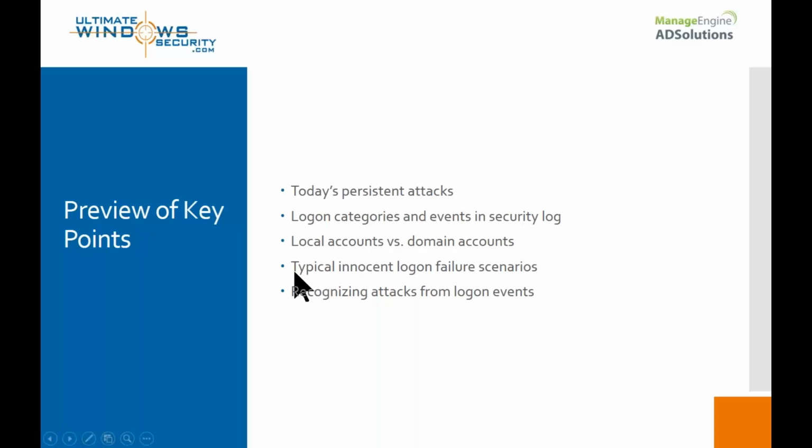All right, and then we're going to get into what we're really trying to detect. First, we'll just talk about dealing with the problem of innocent logon failures. There's always going to be logon failure events that are just innocent. The user is typing their password or their username in incorrectly. So we'll talk about some tips for recognizing those and filtering them out. And then this one little bullet point really represents the bulk of what we're talking about today and the core of today's topic, and that is recognizing attacks from logon events.